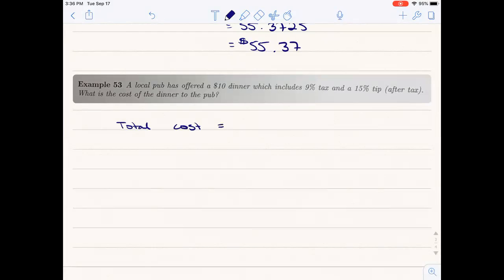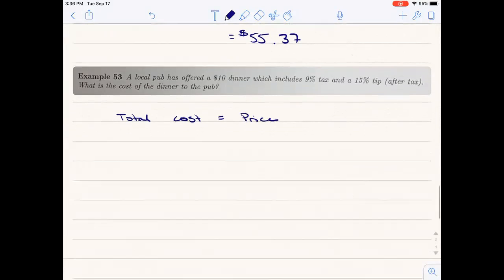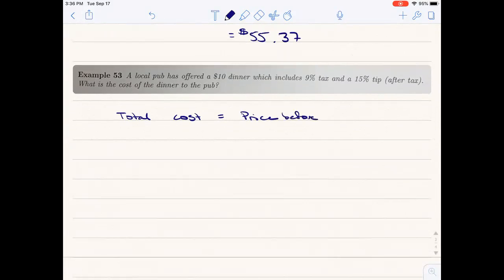The total cost is the price before tax. Sorry, there's 2 steps, right? Because first I have to undo the tip, and then I have to undo the tax, because order matters. So it's the price before, not the tax, but the tip, plus the tip.